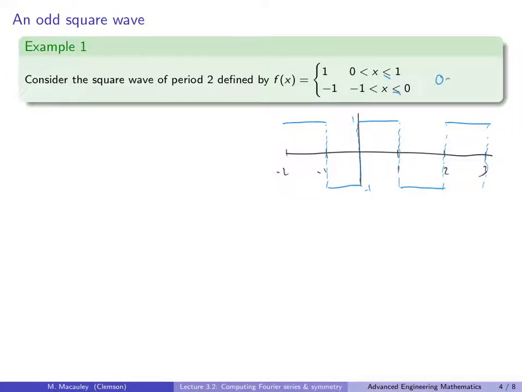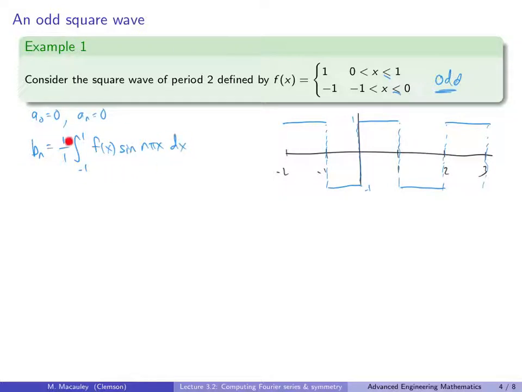Right now, this function is odd, and so we know that all of the an's are 0. So a naught is 0, and an is 0. And we also know that bn, I'm going to write down the definition. So bn is 1 over L, which is 1 over 1, times the integral from negative L, negative 1 to 1, of f of x sine of n pi x over L, which is 1, dx.